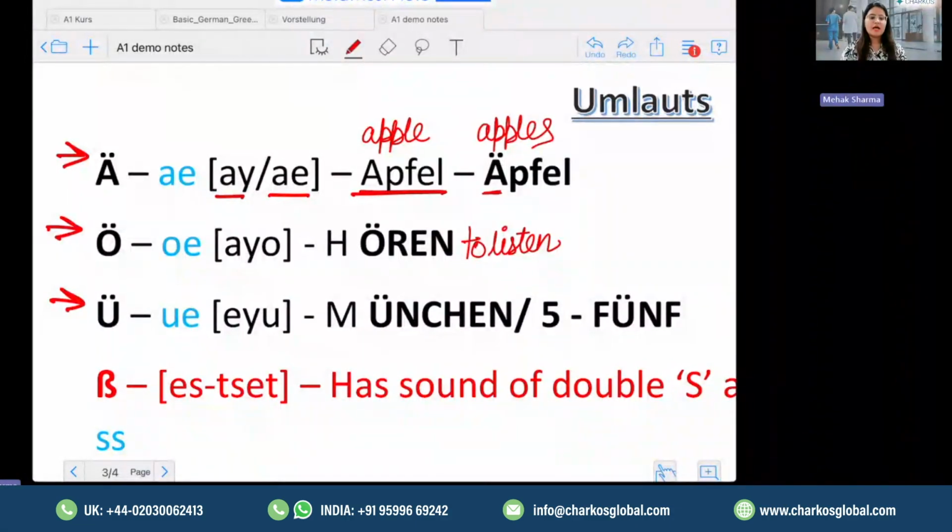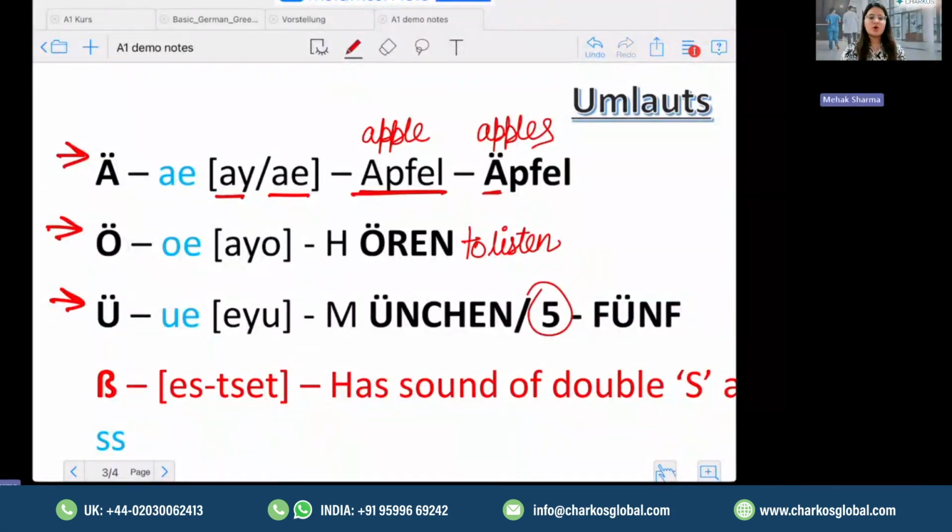Okay. Next is U umlaut. So U is U. U umlaut will be pronounced as ear, ear. Now, the examples are, first we'll take the easy one, number 5.